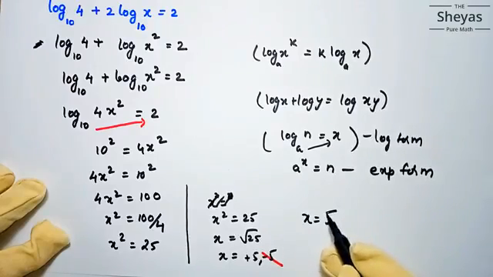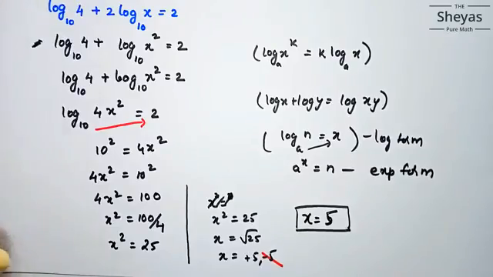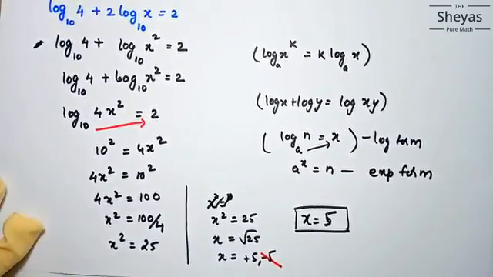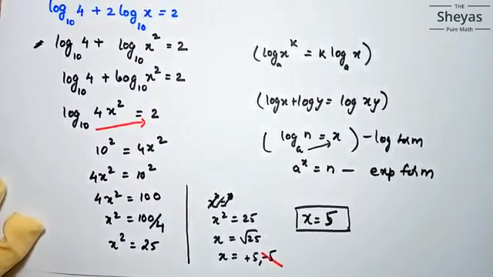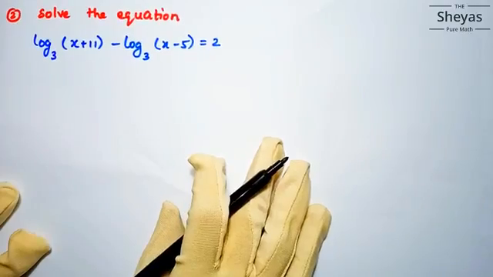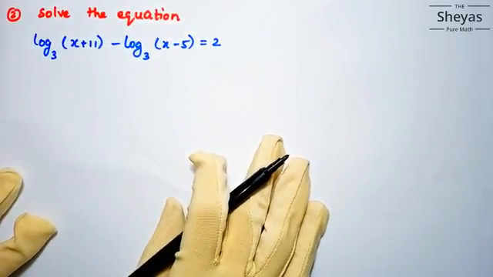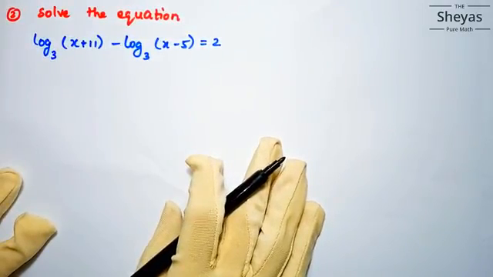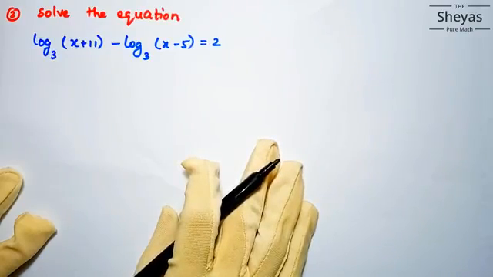So x is equal to 5 is the required answer. So now we have solved the equation. x is equal to 5 is the required answer. Now next problem. Solve the equation log to the base 3 of x plus 11 minus log to the base 3 of x minus 5 is equal to 2.